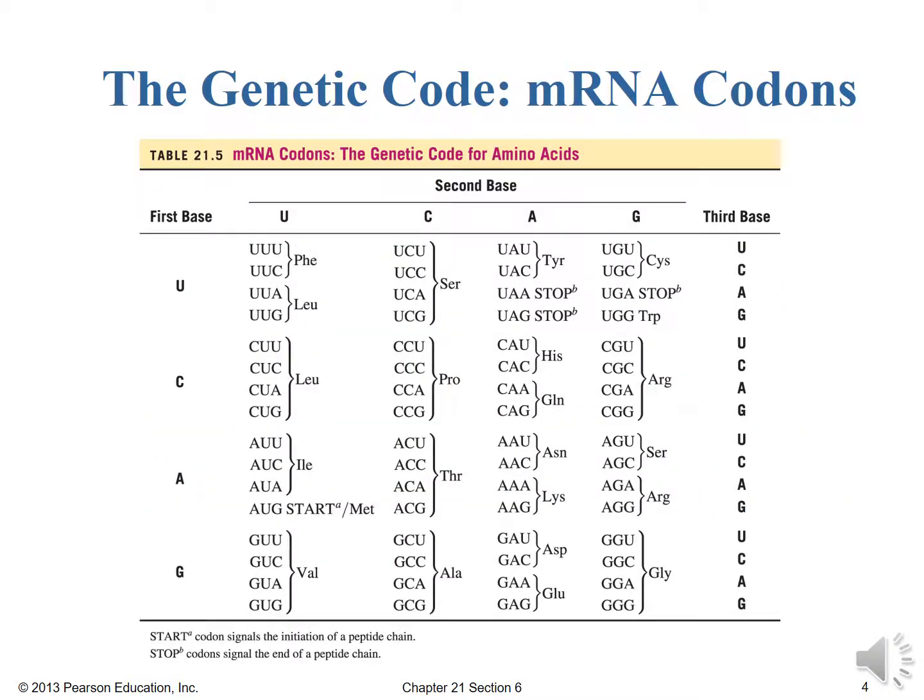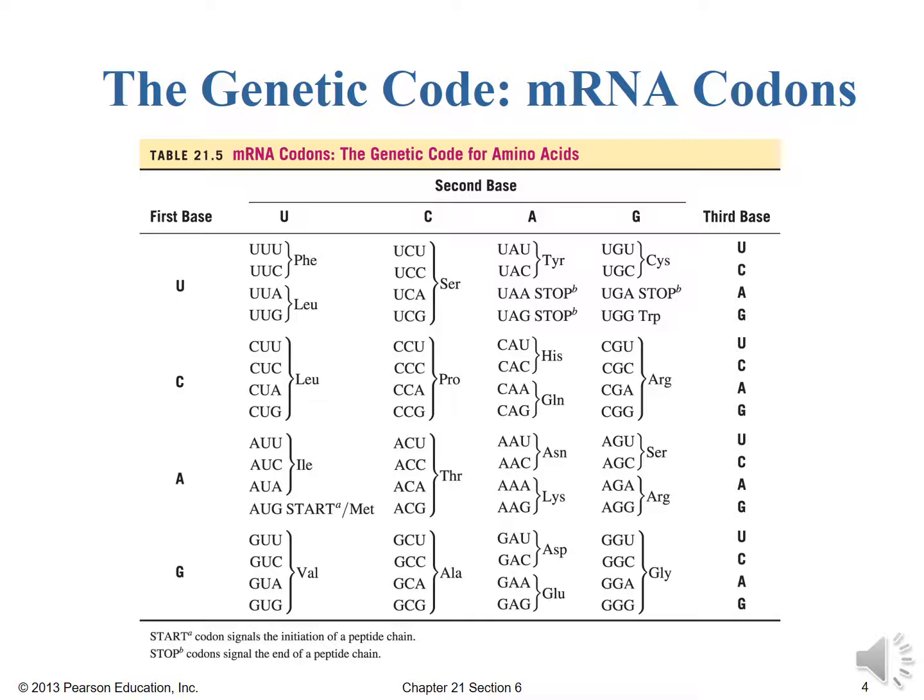So if we look here at Table 21.5, we have the messenger RNA codons, the genetic code for amino acids. And notice that there's some redundancy there. We have, for instance, UUU codes for phenylalanine, as does UUC. We've got UUA or UUG to code for leucine, and so on and so forth. We've got a lot of other leucine codes there that start with cytosine instead of uracil, and so forth. I don't expect you to memorize these.